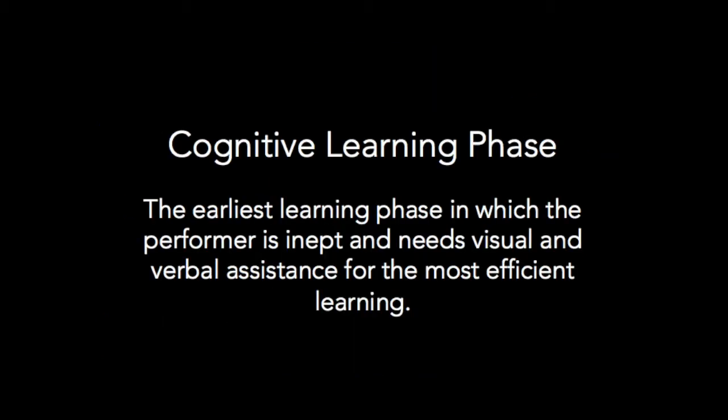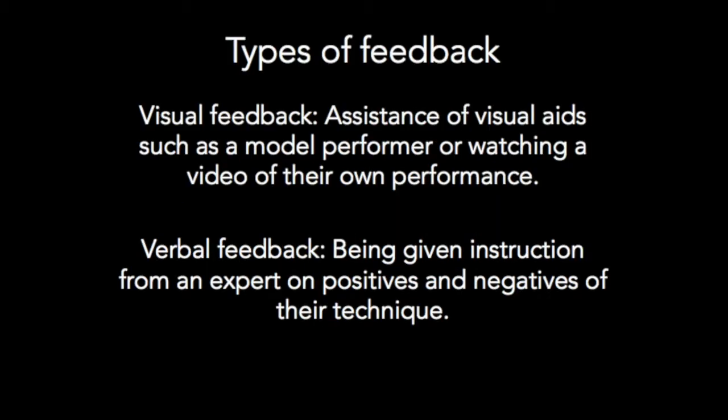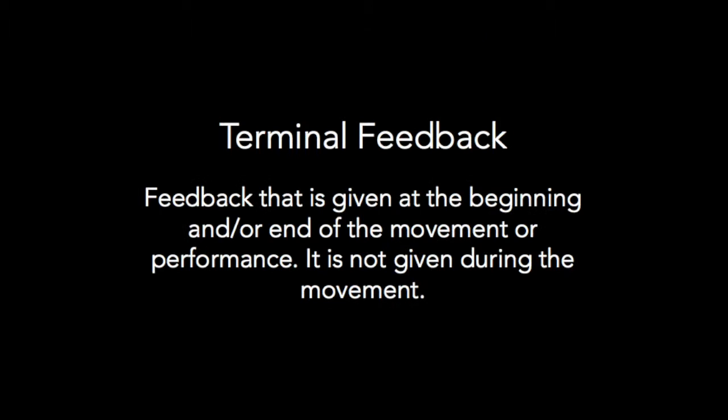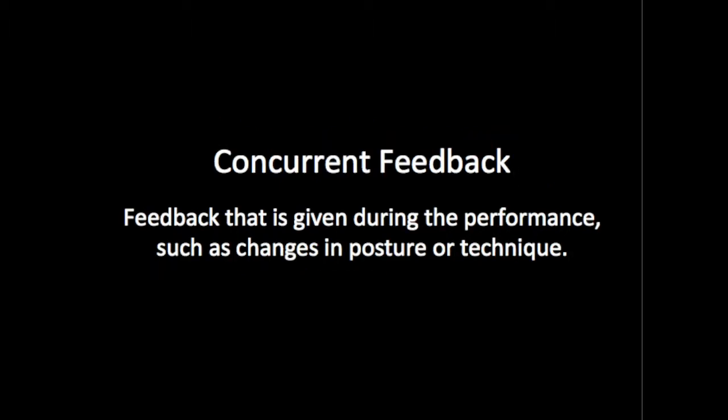Because he was in the cognitive learning phase, it was necessary for Joseph to receive visual and verbal feedback. This feedback was given terminally so that he was able to learn as effectively and efficiently as possible. Terminal feedback was given as the movement was too short for concurrent feedback to be effective.